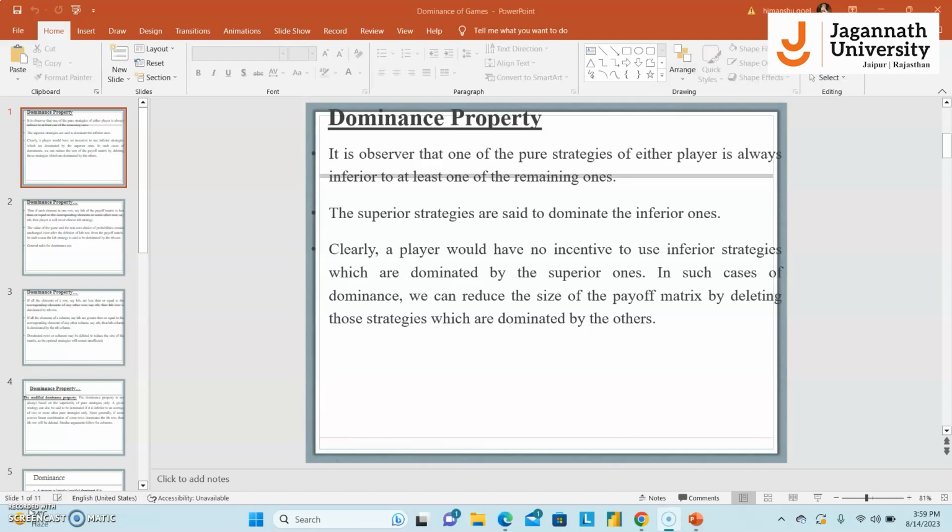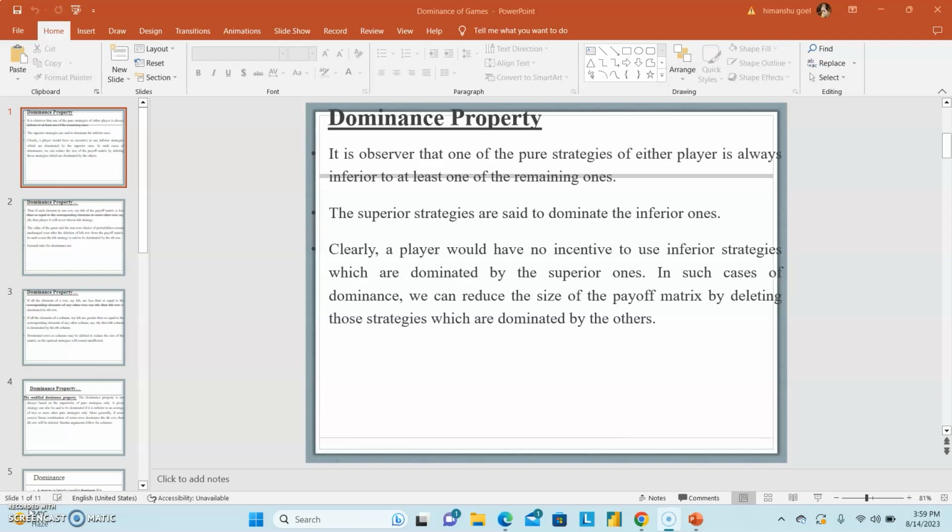The area of quantitative techniques. So today we'll be discussing the dominance property of game theory. It is a very important theory which game theory has given, right? This is one of the most important properties that are used for solving game theory problems, right? So we'll start with the introduction.